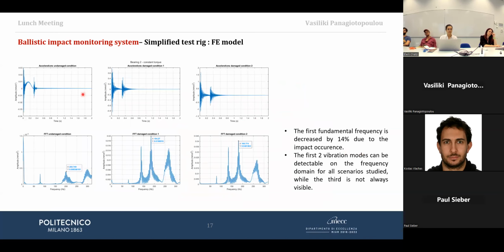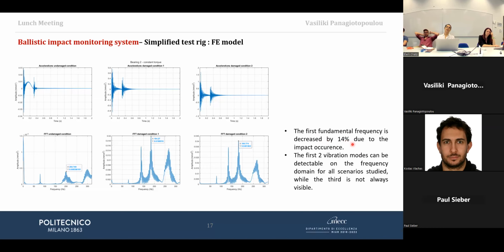We obtain some signals, some data from the numerical model, in the healthy case, the damaged condition 1 and damaged condition 2. Damaged condition 2 is more severe than the first one. In order to understand the extent and the location, how does it affect the frequency response of the system. And we can see that we have a decrease of 14% due to the presence of damage.